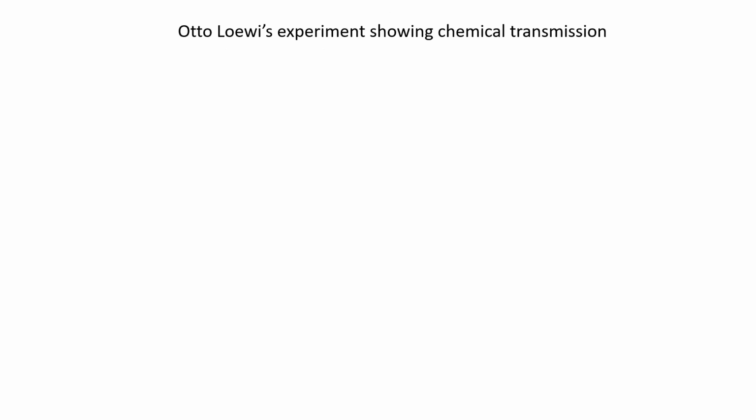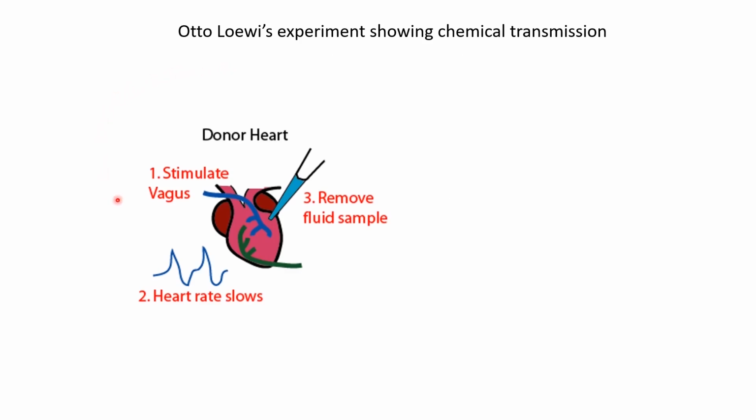So here is the cool experiment that Otto Loewi did. In a petri dish, he kept the vagus nerve and the connected heart, and he stimulated the nerve, and he was able to see that the heart rate slows down as expected. And then he collected some of the fluid from this petri dish around the heart.